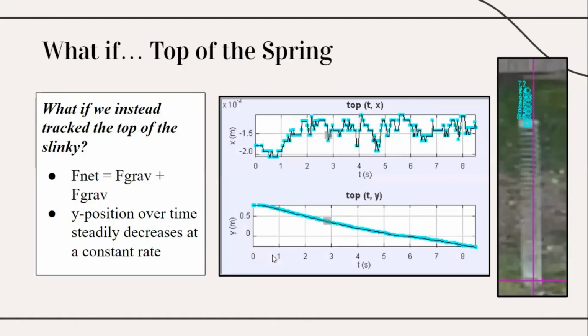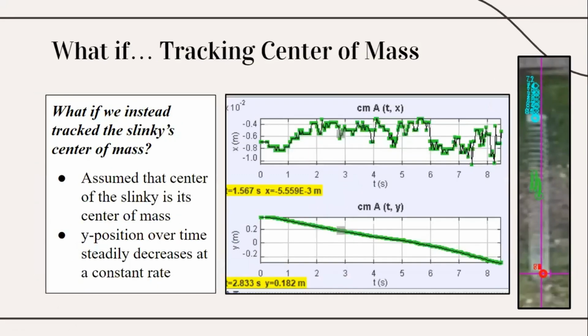Conclusion. What if we instead track the top of the Slinky? From release, the top of the Slinky steadily falls over time. Its velocity does not change when the top of the Slinky meets the bottom. This graph is shown here. This was similar to when the top of the Slinky met the bottom of the Slinky in the previous graph.